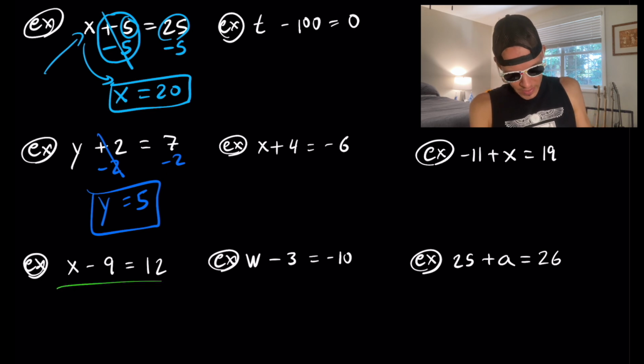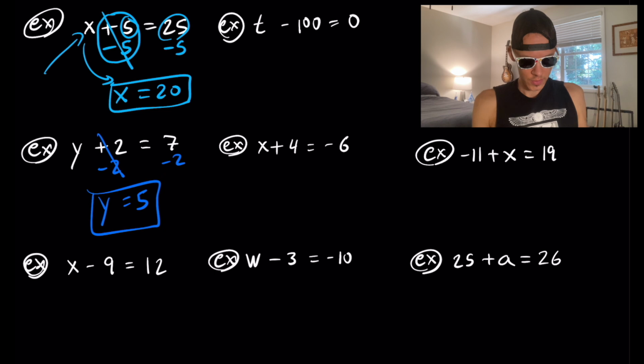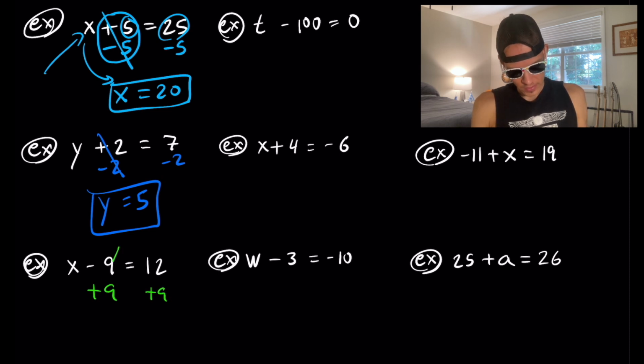All right, x minus 9 is equal to 12. I'm going to undo whatever's being done to x. So in this case, we're subtracting 9. So to do the opposite, or to undo it, I will add 9 to both sides. Those are going to cancel out. Negative 9 plus 9 is 0. And I'll have x is equal to 21.